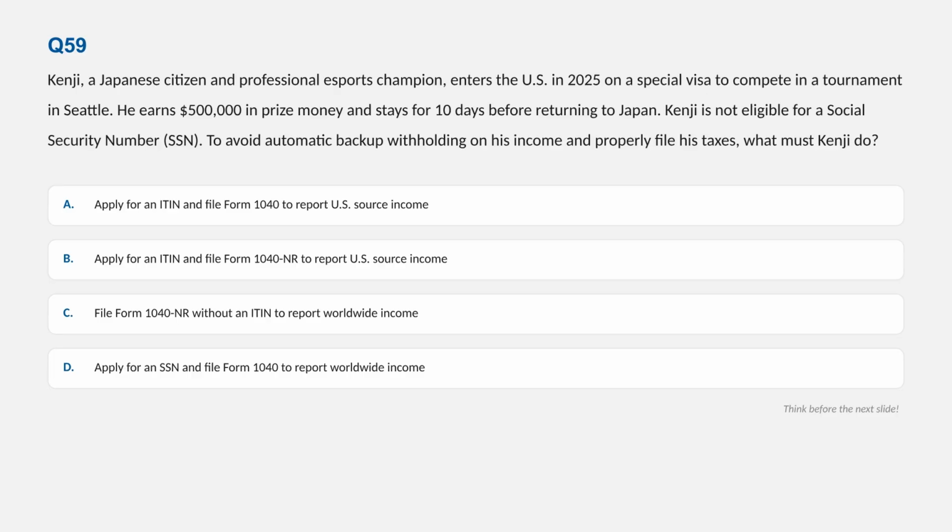A. Apply for an ITIN and file Form 1040 to report US source income. B. Apply for an ITIN and file Form 1040-NR to report US source income. C. File Form 1040-NR without an ITIN to report worldwide income. D. Apply for an SSN and file Form 1040 to report worldwide income.